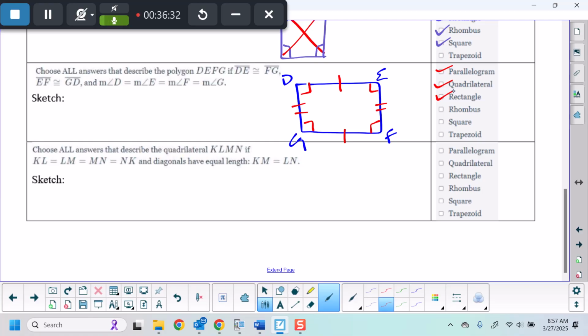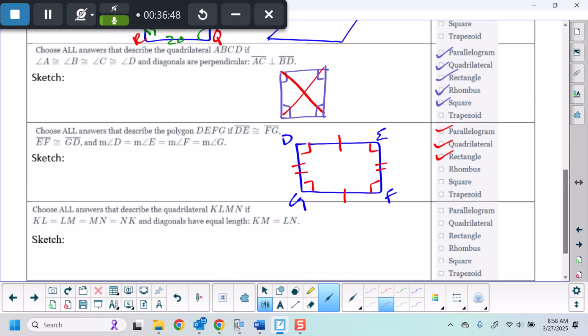Not a square because it didn't tell me that. It said opposite sides are congruent, but it didn't say all the sides are congruent. Yeah. If it puts the angles as equal to instead of congruent, then it's always going to be 90 degrees. Yes. So this is two ways that we can talk about our angles.